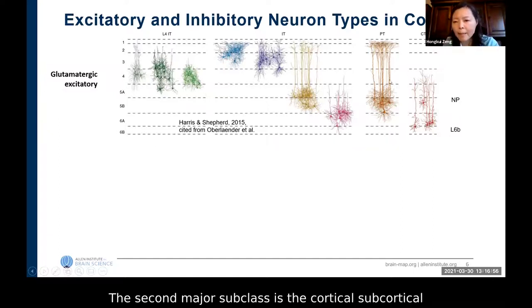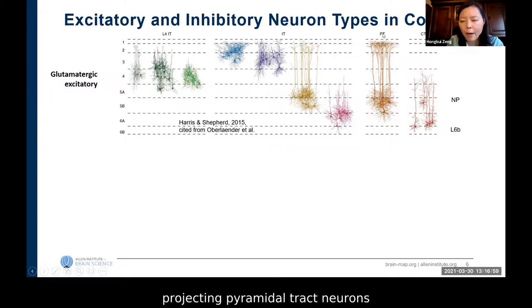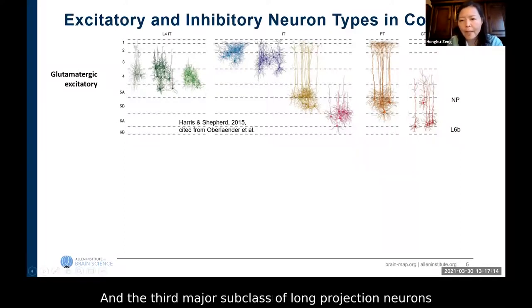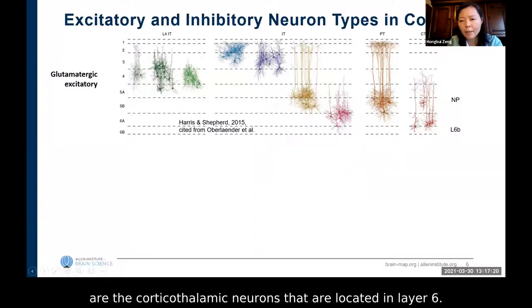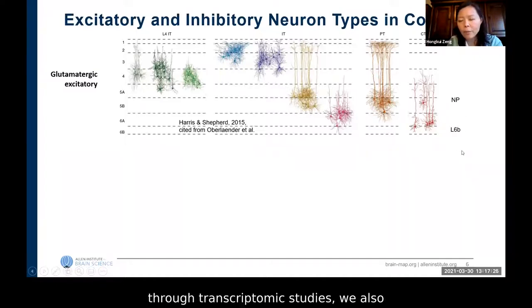The second major subclass is the cortical subcortical projecting pyramidal tract neurons, or subcerebral projection neurons. Those are the large layer 5 neurons that send extensive axonal projections to multiple cortical and subcortical regions. And the third major subclass of long projection neurons are the cortical thalamic neurons that are located in layer 6. In addition to those well-known ones, through our transcriptomic studies, we also uncovered 2 other major subclasses of excitatory neurons. They are the layer 5, 6 near projecting neurons, as well as the layer 6B subplate neurons.